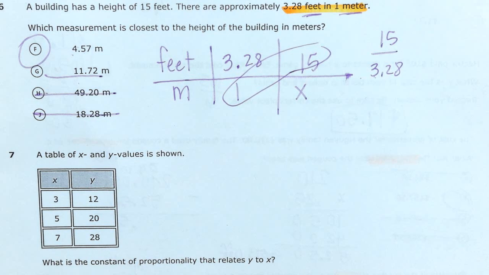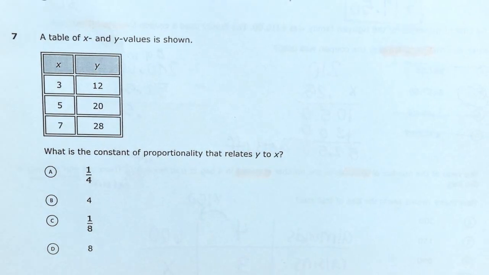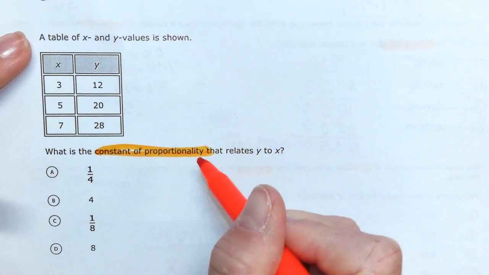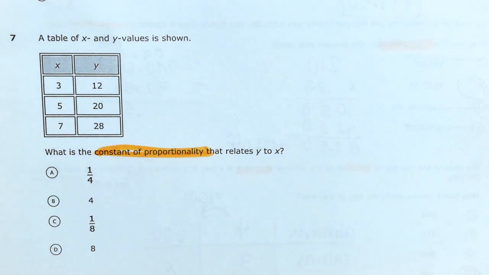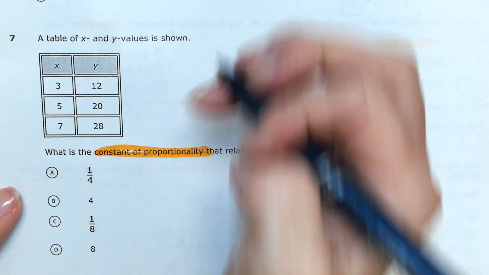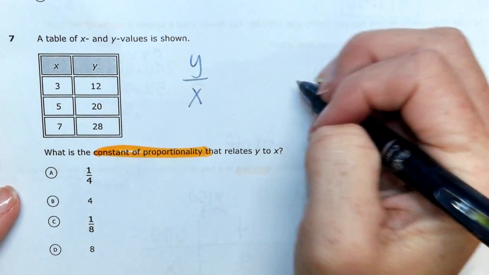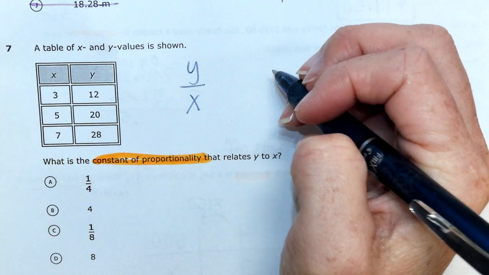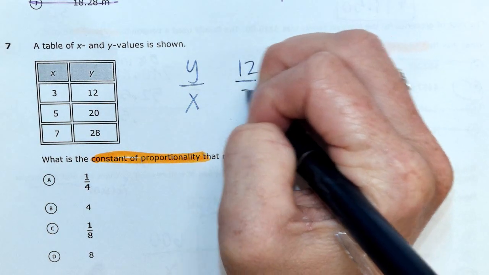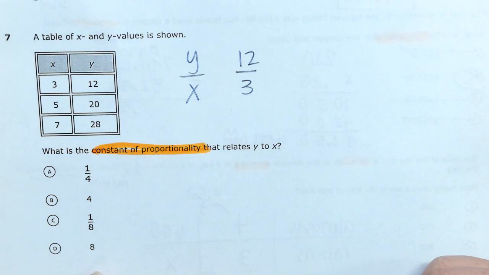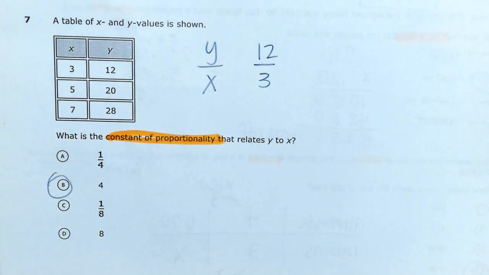Work smarter, not harder. Number 7. Y'all better not have missed this problem. This is the problem I'm having. What is the constant of proportionality? So what should I have done? Y over x. I did X over, I don't know what I did. So I should have done 12 over 3. And 12 divided by 3 is, after this last test, you should know 100% how to do that, yes?